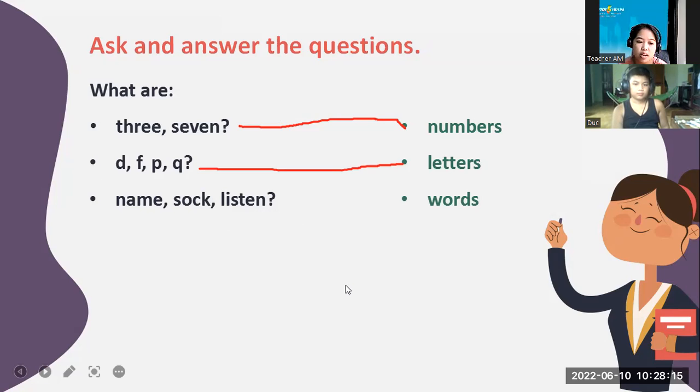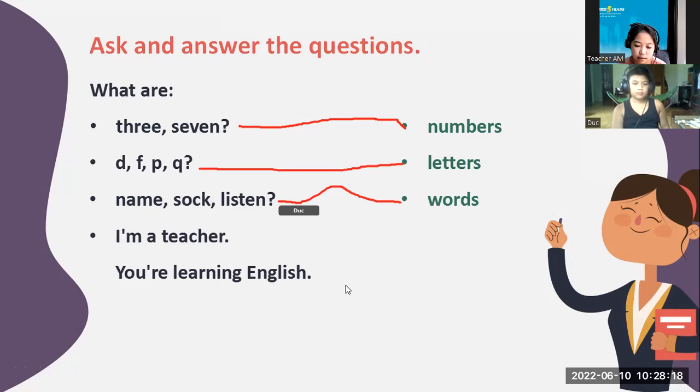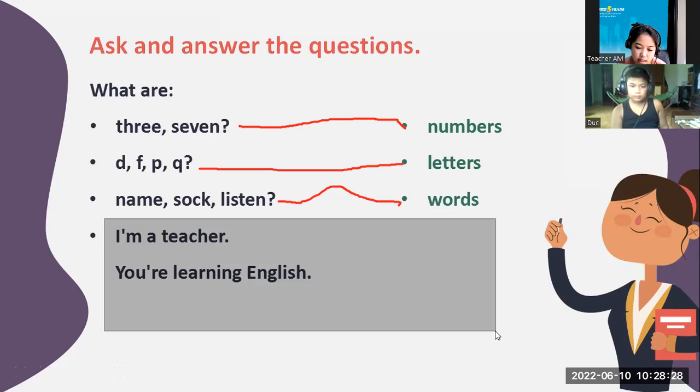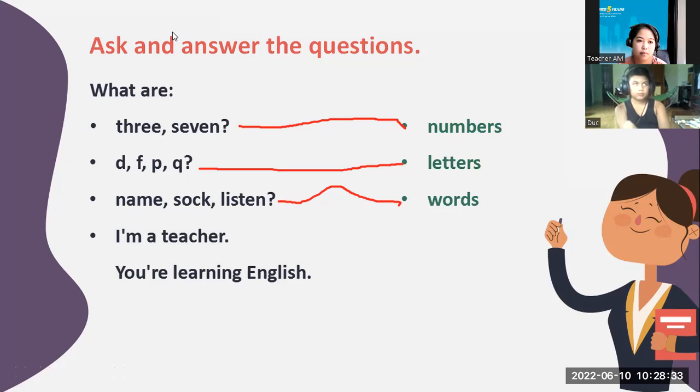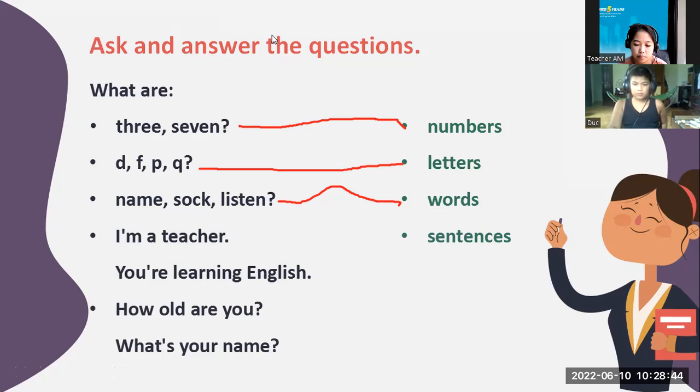I'm a teacher. You're learning English. So what is this? Sentence. Okay, it's a sentence. What about this one? How old are you? Question. Okay, it's a question. Very good.